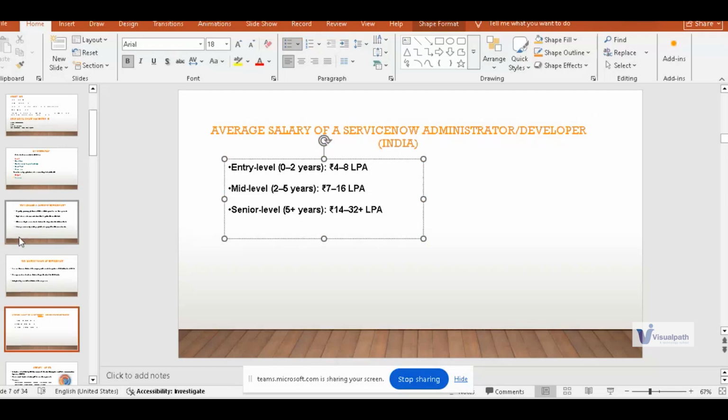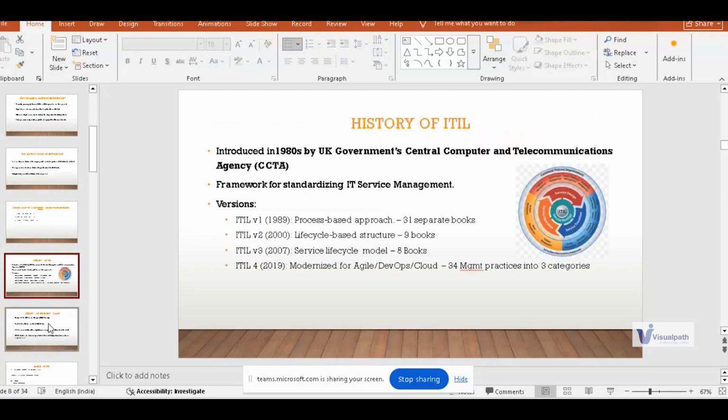The next is the history of ITIL. ServiceNow is based on ITIL. I want you to go through and brush up on what ITIL is, why it is required, and how it is related to ServiceNow. ITIL began when the UK government was looking for best practices for their Central Computer and Telecommunications Agency, CCTA. They came up with an idea for making their business successful.